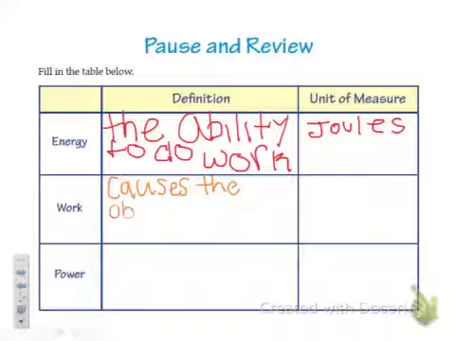Jesse, what else can you tell me? The rate at which the work gets done. Is that work? No, that's power. So you're jumping ahead just a little bit, so we'll come back to you.